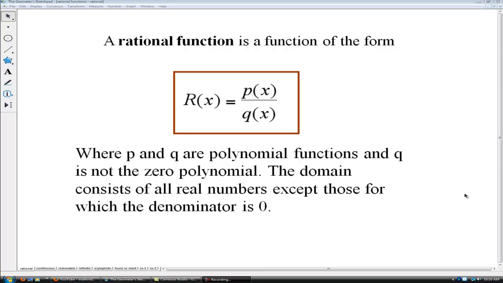This video is an introduction to rational functions. And we'll start with the definition of a rational function. A rational function is the division of two polynomial functions. Another way we could explain it would be a fraction with a polynomial numerator and denominator. The domain of a rational function consists of all real numbers except those for which the denominator is 0.